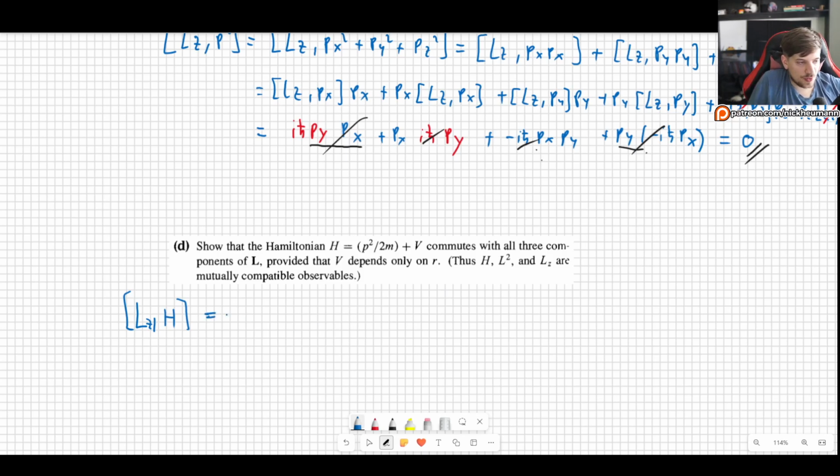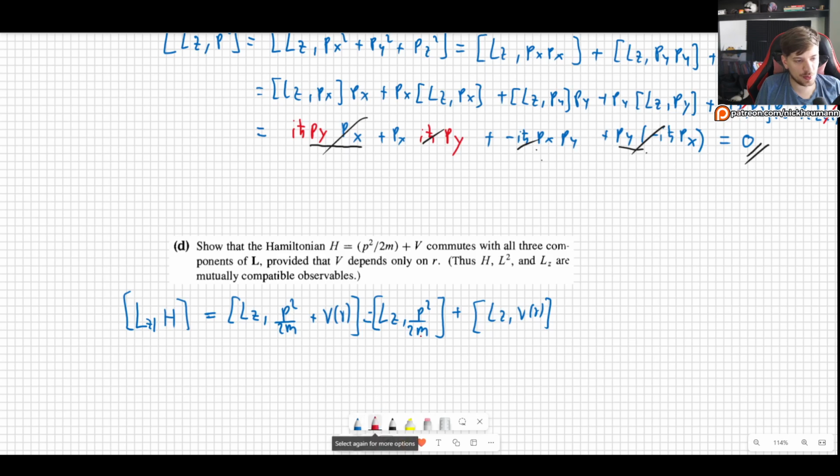Okay, so this thing right here would be Lz, comma, and now let's write what H is. So that's p squared over 2m plus V, which, just as a reminder, is a function of r. So here you can separate this. So this would be the commutator of Lz, comma, p squared over 2m. And this would be plus V(r), so sorry, this would be plus the commutator of Lz and V(r).